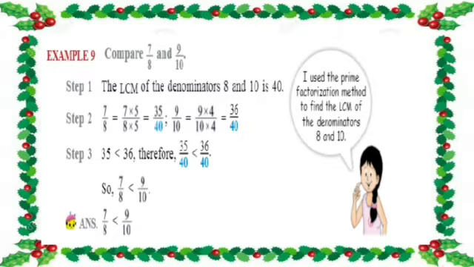Now you will compare 35 by 40 and 36 by 40. Which is greater? 36 by 40. So what will you write? 35 by 40 is less than 36 by 40. So the fraction 7 by 8 is less than 9 by 10.